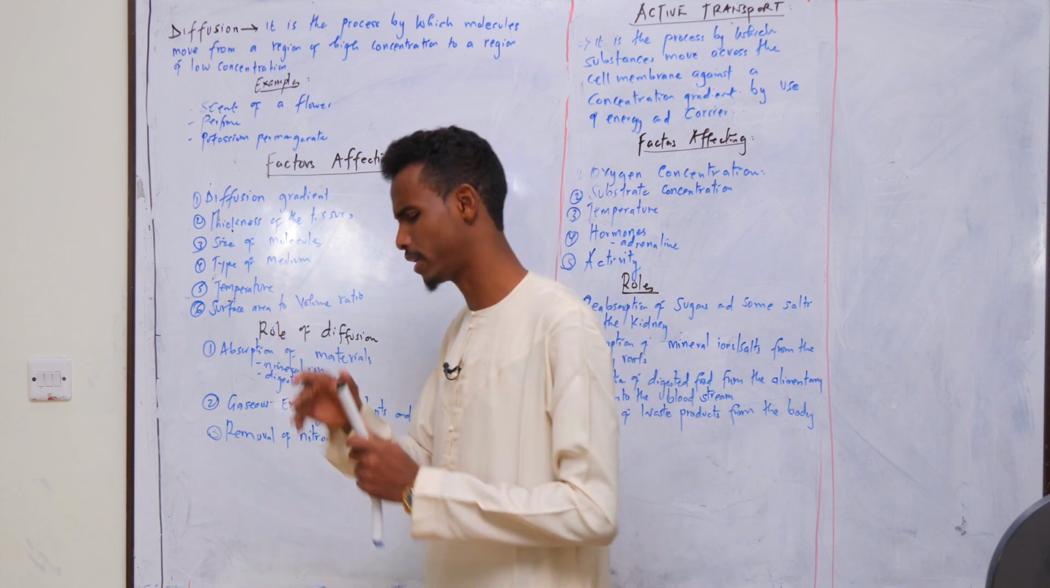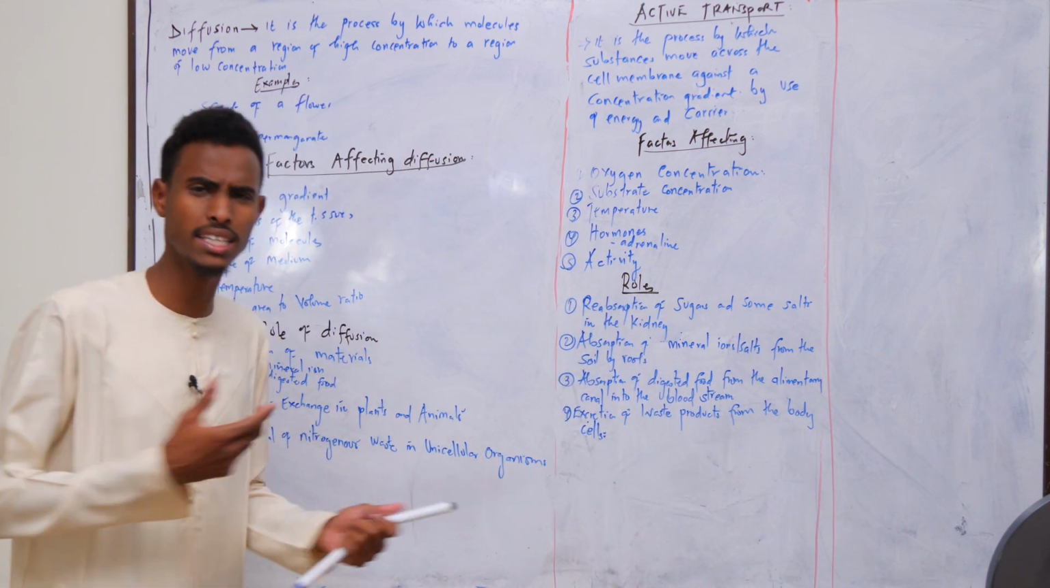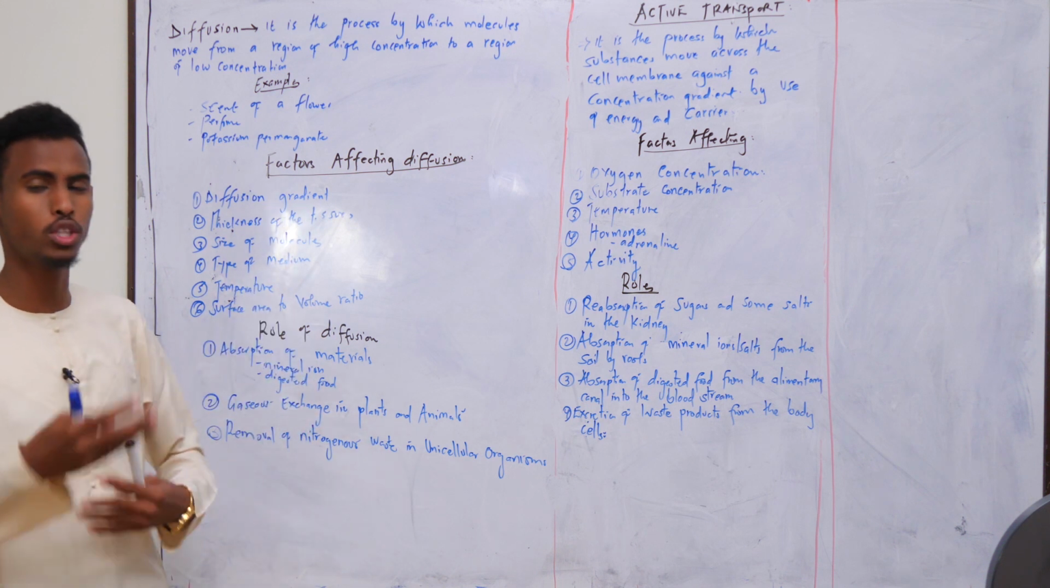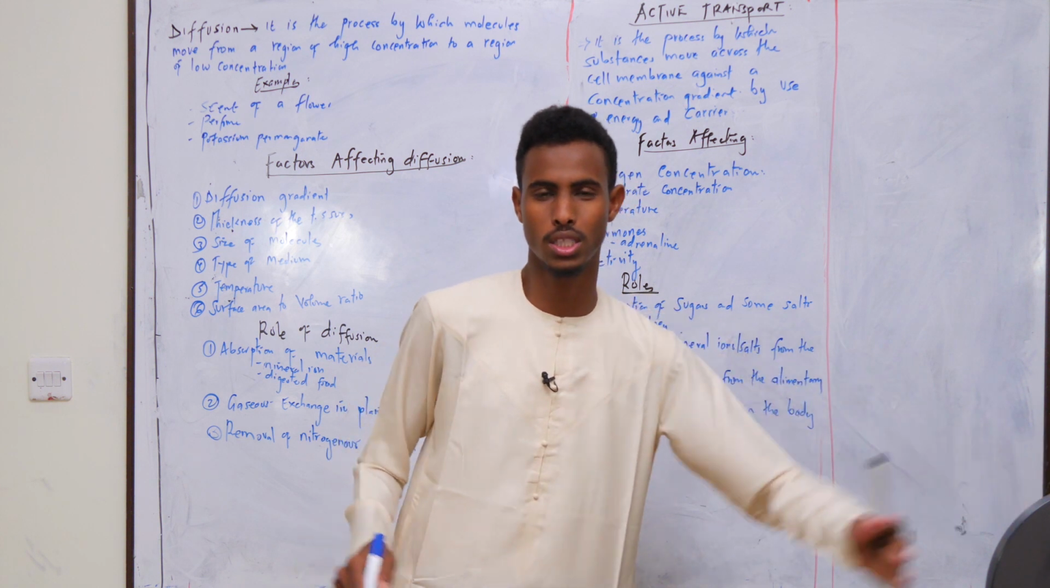Now let's look at the temperature. How does temperature affect the rate of diffusion? Class, diffusion involves movement of particles from where they are highly concentrated to where they are lowly concentrated.